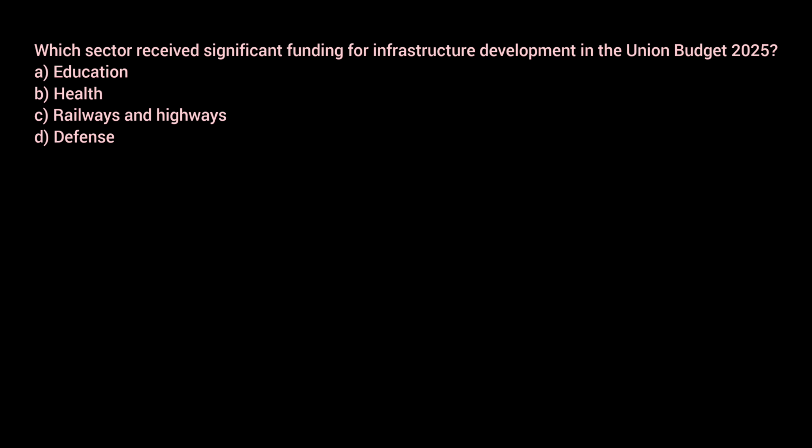Which sector received significant funding for infrastructure development in the Union Budget 2025? Option A, education. Option B, health. Option C, railways and highways. Option D, defense. Option C is the correct answer, railways and highways.